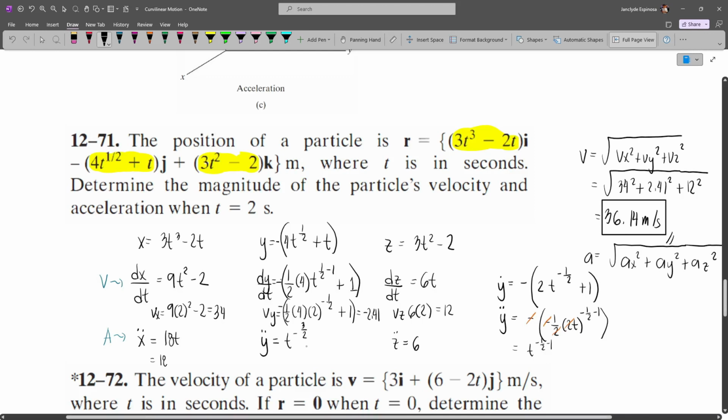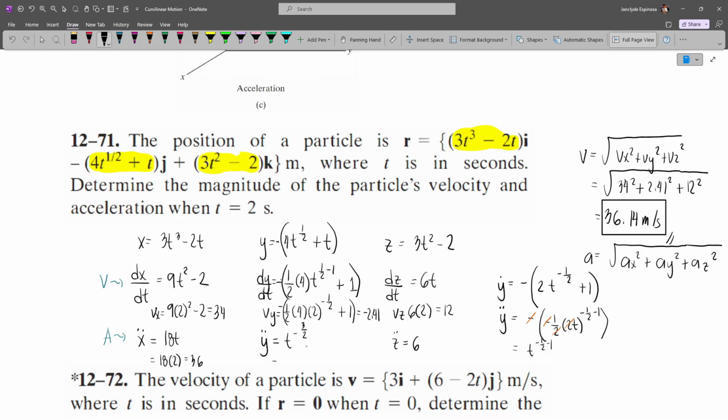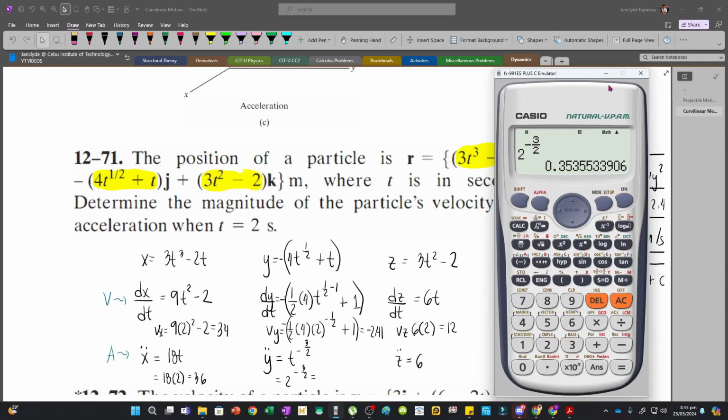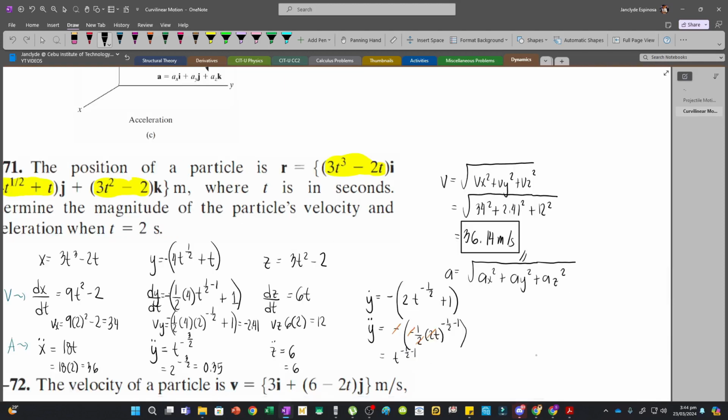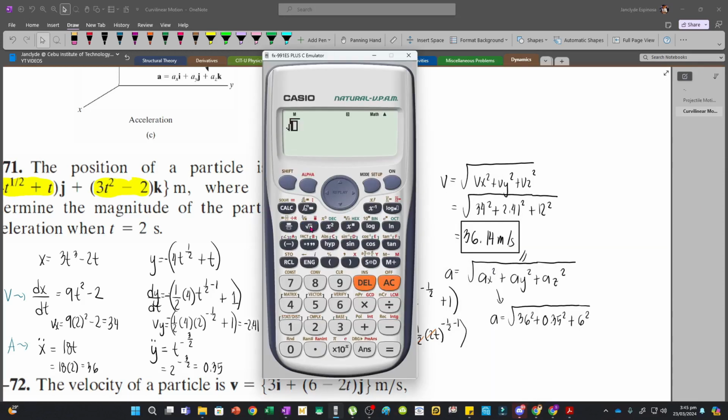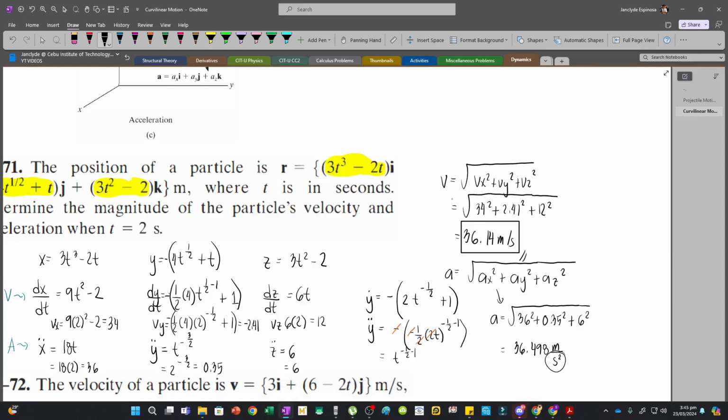And so let's substitute 2 in all of these components. So this is 18 times 2, which is 36. And then this is 2 to the minus 3/2, which is 0.35. And then this is still 6, because we don't have any variable. And so this is now a equals square root of 36 squared plus 0.35 squared plus 6 squared. This is 36.498 meters per second squared. Now this is per second squared because we differentiated time twice.